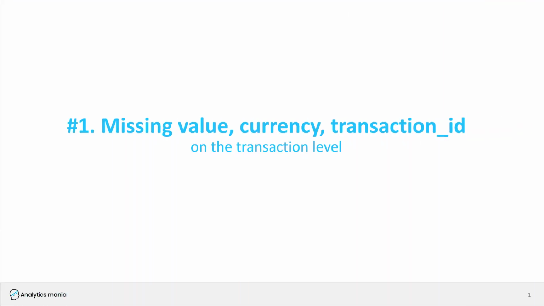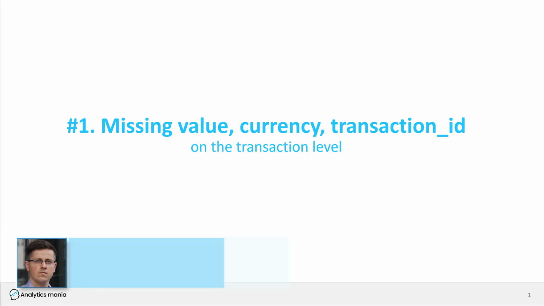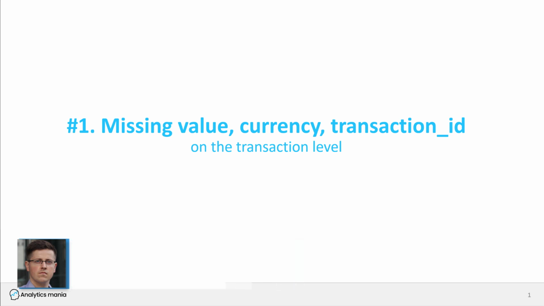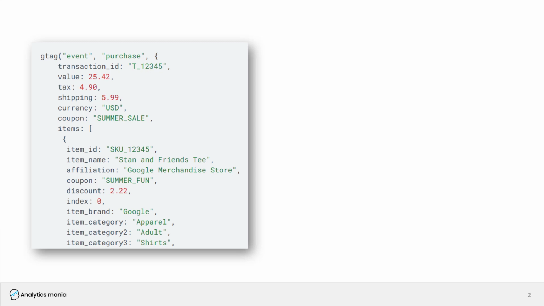So the first reason might be that maybe you're not sending value, currency, or transaction ID with your purchase event. And I'm talking about these parameters on the transaction level. For example, if you have implemented purchase tracking with GTag, which is a native Google Analytics tracking code, then make sure that your developer has included transaction ID, value, and currency here. Because if, for example, currency is set only on the items level, or you don't have value here, but you have values right here, then it will not work.